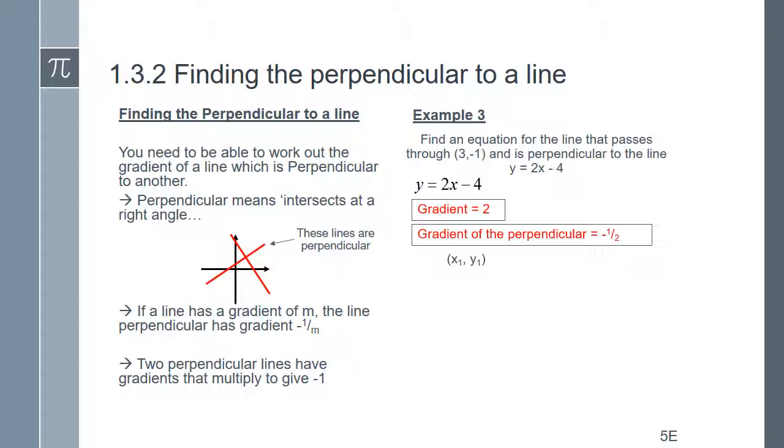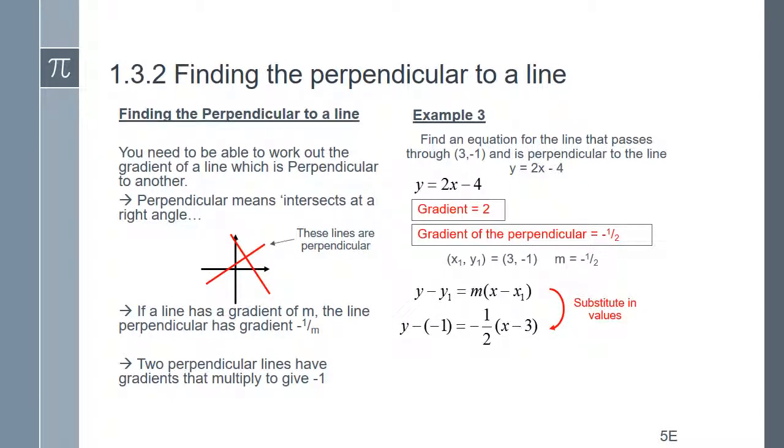Now we can use the stuff we looked at in the last lecture, or video 2 if you want to look it back up, to find the equation of a straight line. We've got x1, y1, the point we go through, which is (3, minus 1). We now know the gradient is minus a half, and we have remembered this rule, y minus y1 equals m(x minus x1), that we can use to find the equation of the line.